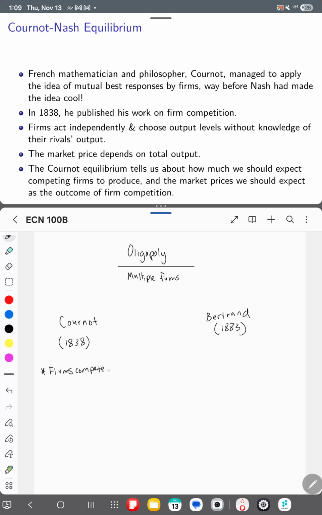And Bertrand, let's separate it here, instead said that I'm going to assume that firms compete by setting prices. Not by setting quantities, but by deciding what prices at which they're going to sell stuff. And that gave rise to this idea of price competition. So they were giving different theories, and the theories mostly differed because they had different assumptions of how firms compete.